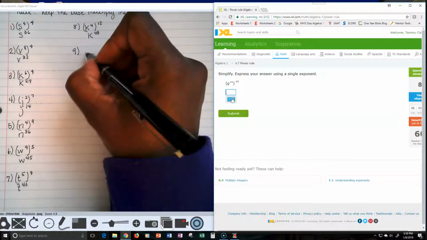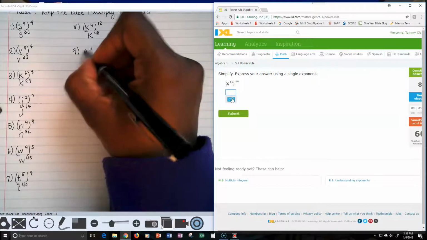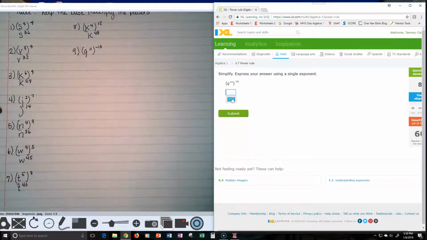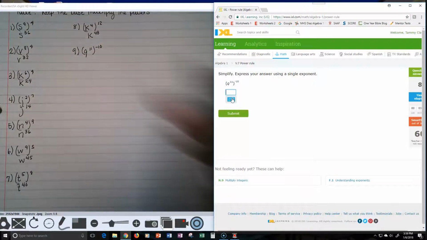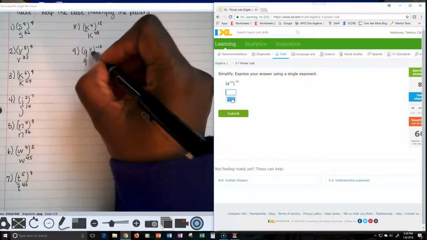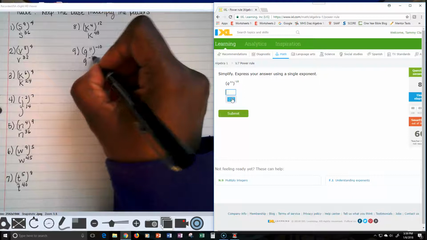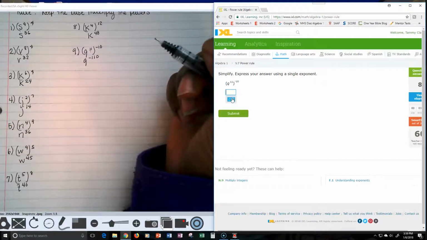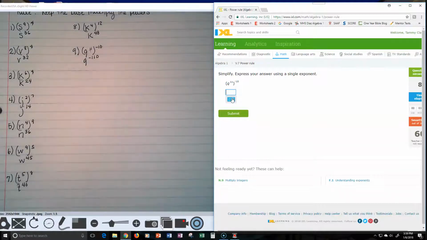So now we have q to the 11th power raised to the negative 10th power. Oh boy. So multiply them first. So q to the 11 times negative 10 is negative 110. Now, I'm going to try something here. I don't know. It didn't say that we were supposed to put them as positive exponents. We're just using the power rule.